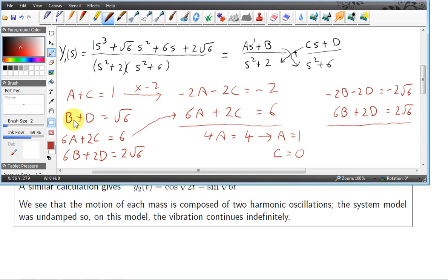Let's find b and d, so we can multiply this equation here by minus 2. And that's what I have up here. And just take down the second one underneath it, add them together. 4b equals 0, so b equals 0. And if b is 0, we can see that d must equal root 6. So now we know that a is 1, b is 0, c is 0, and d is root 6.